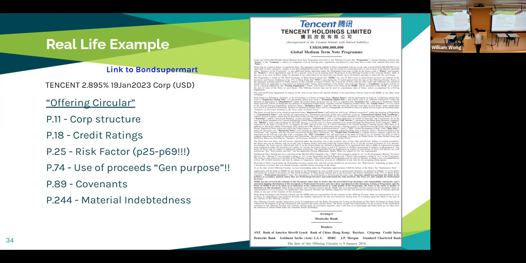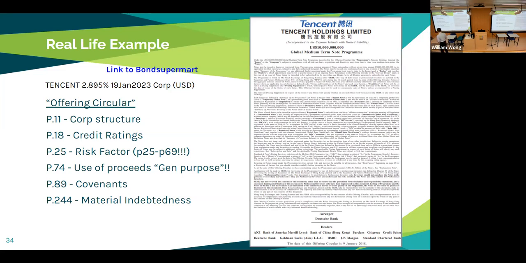I want you to focus on several things. The first one is the corporate structure, to see how the business lines up. The second thing is page 18, the credit ratings. We always have credit ratings from the credit agency. Of course, not every single bond has a rating. Sometimes, if it is a smaller company that doesn't think it needs that kind of rating, then it doesn't have one. If you don't have that third-party rating, that will be a disadvantage, because people will not be able to see that you have something over the market.